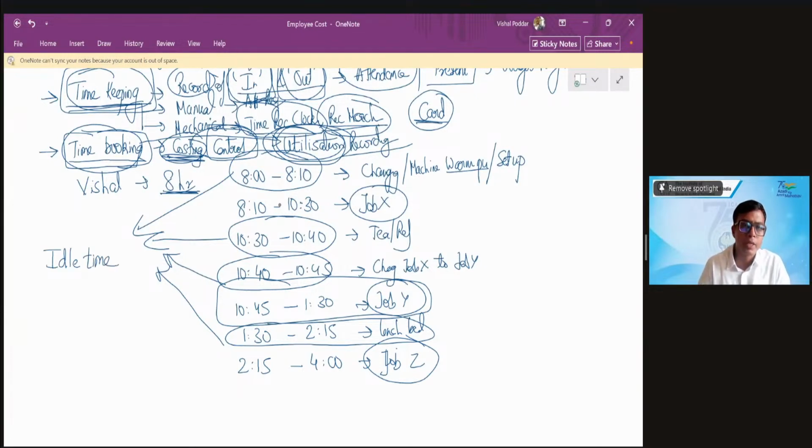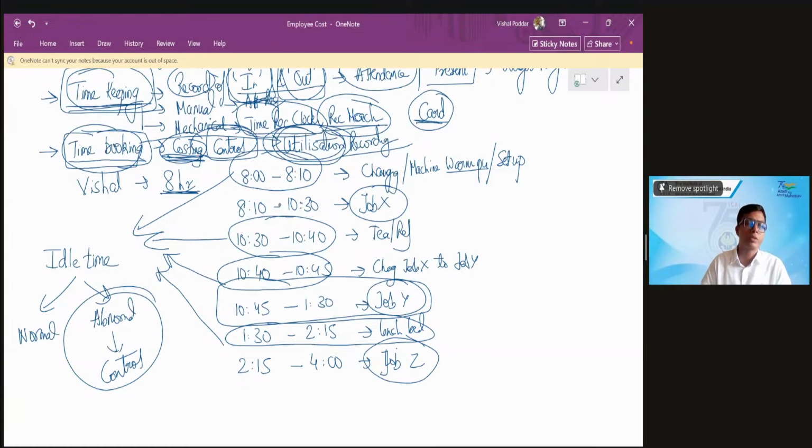So idle time is the time when you are present, but you are not engaged in any productive work. Now again, this idle time may be normal or abnormal. All the control function is for this, because this is what should not have happened. Normal is what? 10 minutes are required for this. But if somebody has taken 20 minutes, that will be the alarm.